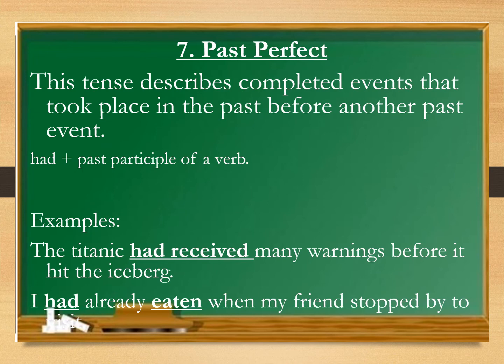Past perfect. This tense describes completed events that took place in the past before another past event. Examples: the Titanic had received many warnings before it hit the iceberg. And I had already eaten when my friend stopped by to visit.